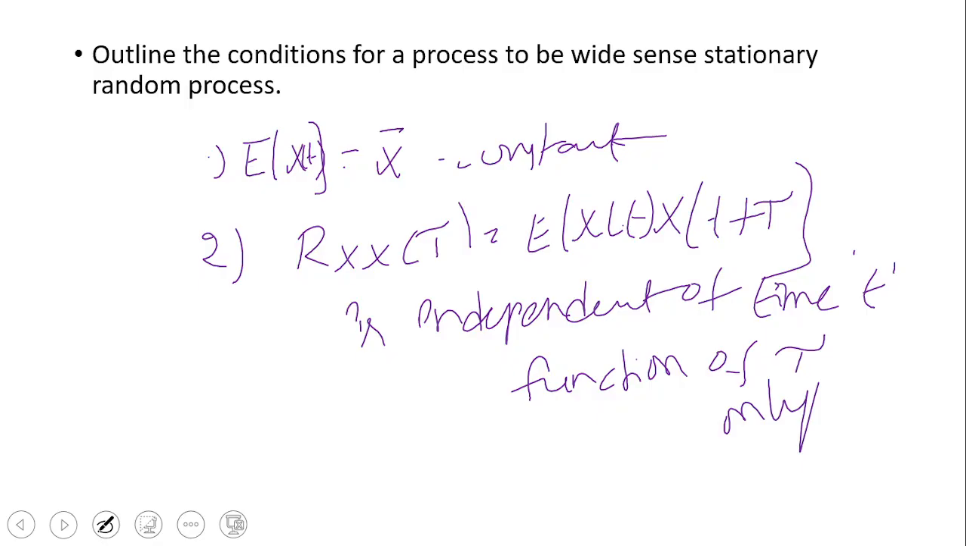Writing both the conditions. First order stationary: E of x of t is equal to x bar, and second order stationary: Rxx of tau. Write the two conditions, then it is a wide sense stationary random process.